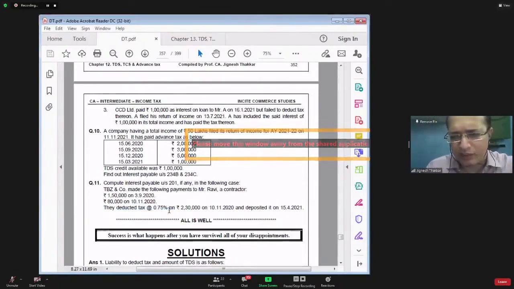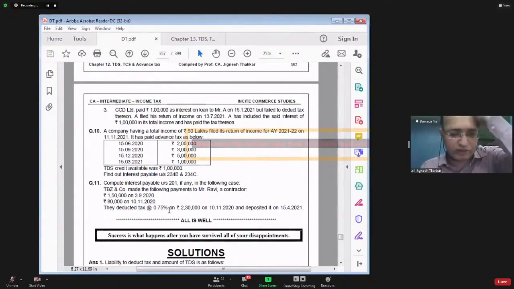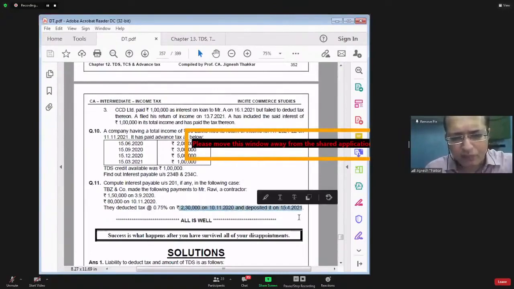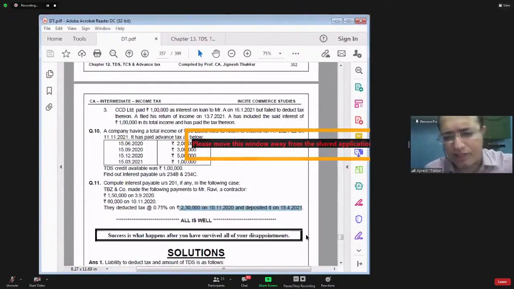Under 194C, TDS is required to be deducted if the single payment is more than 30,000 or the aggregate payment is more than 1 lakh. TDS is required to be deducted at the time of payment or credit, whichever is earlier, whereas earlier it applied only in case of works contract. So all these conditions are fulfilled here. Here they deducted TDS at 0.75% on the entire 2,30,000 on 10th November 20 and deposited the money on 15 April 21.